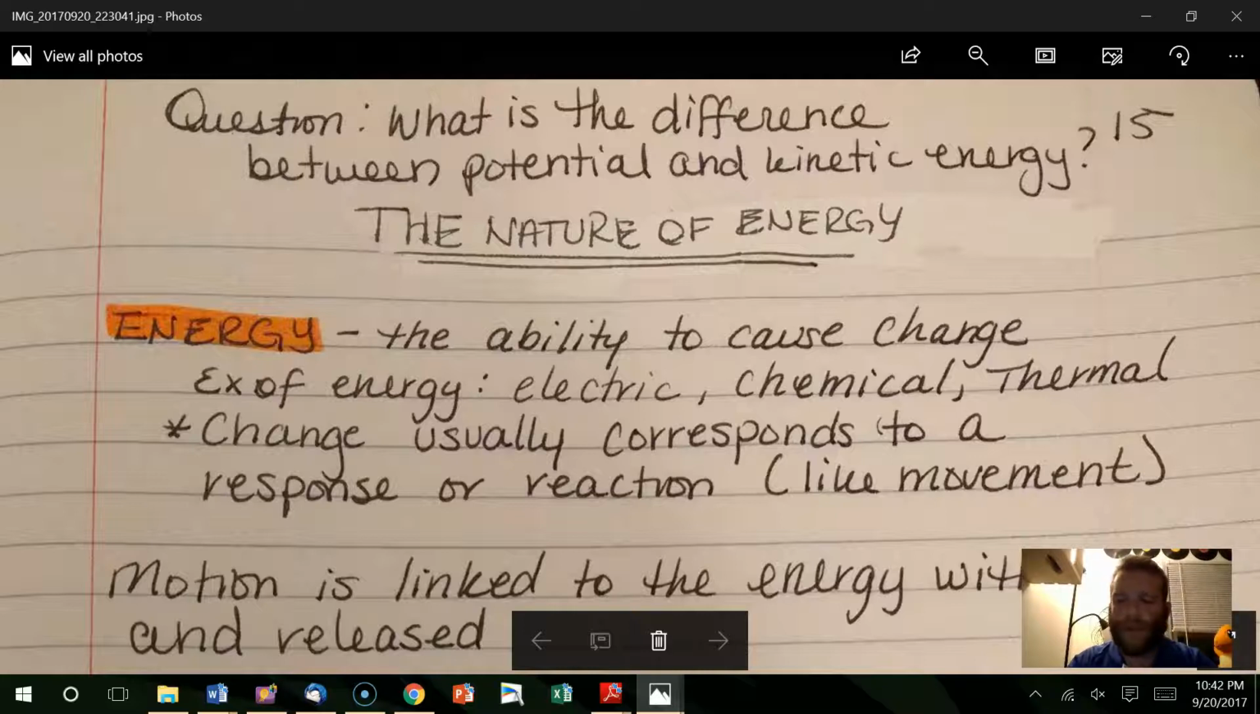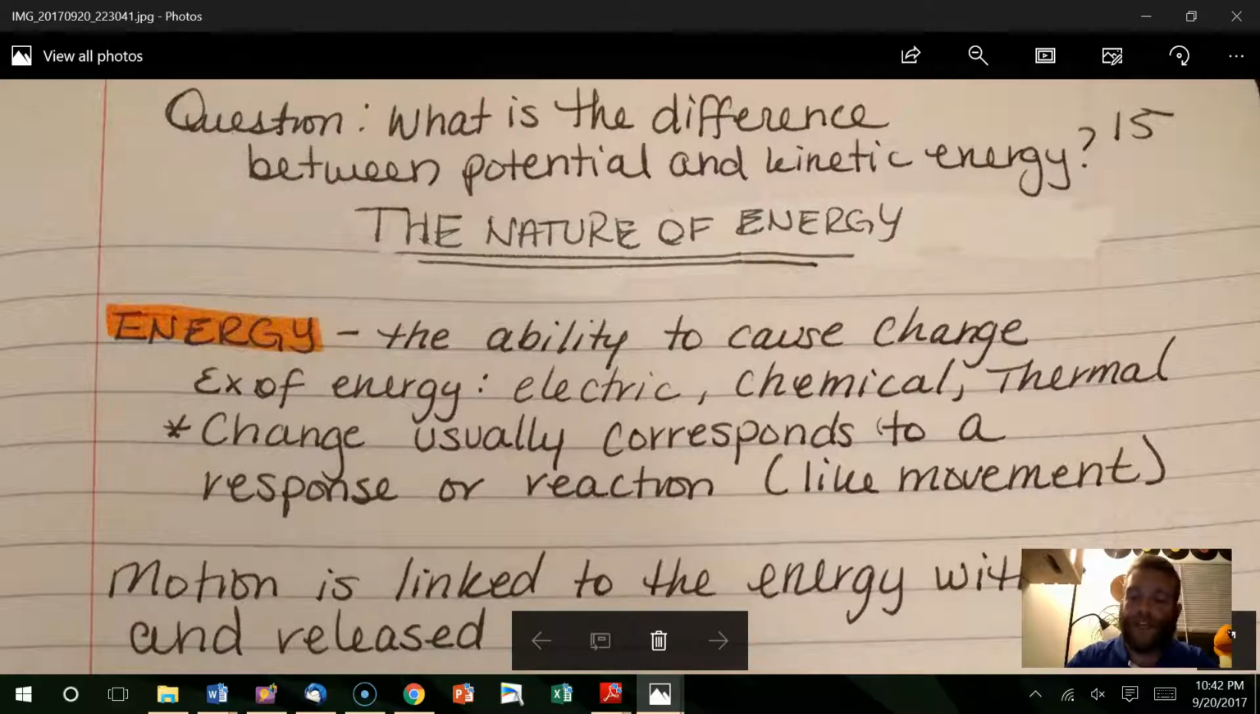You have chemical energy, so you're digesting your breakfast or digesting your lunch, right? That chemical energy that's stored in that food, you're using it so that you can survive, right? Thermal energy, right? Something that you're all losing because my classroom is probably super, super cold right now as usual, okay? Because these are, again, all things that cause change, okay?